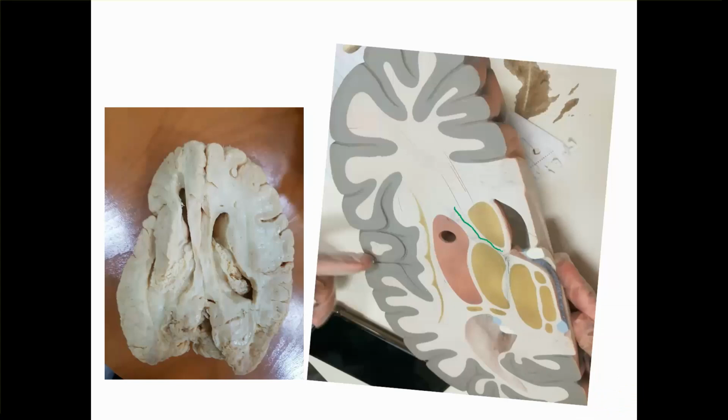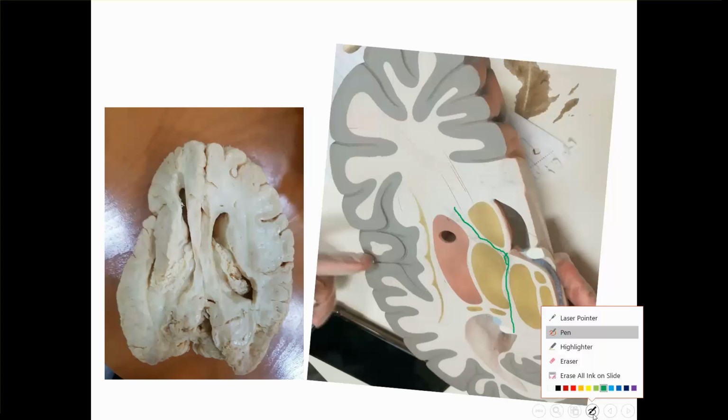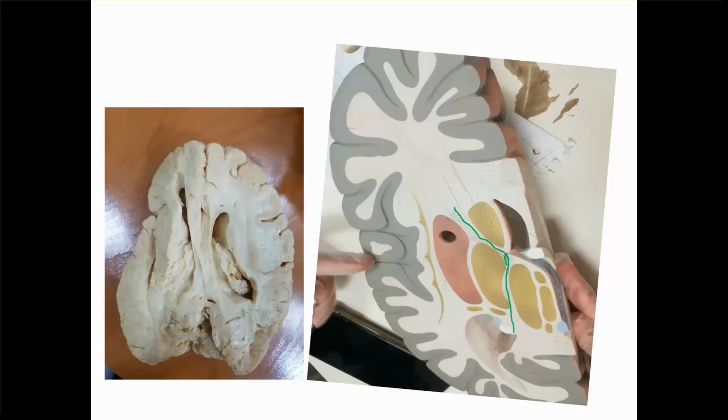This is the anterior limb, this will be genu, and this is the posterior limb. So this is genu, right? Anterior limb, genu, and posterior limb. So what are the parts shown here? We can see this will be the head of caudate nucleus over here. Then we have globus pallidus medially, and we have putamen laterally.